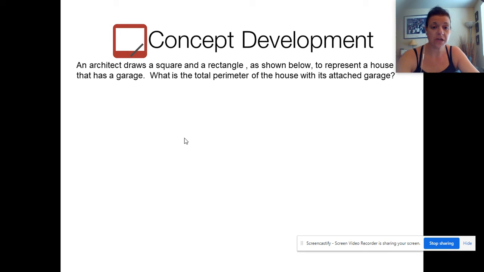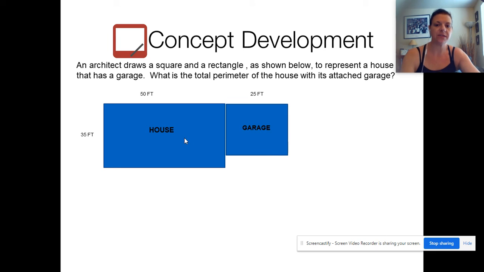So an architect draws a square and a rectangle, as shown below, to represent a house that has a garage. What is the total perimeter of the house with its attached garage? Again, we're only looking at perimeter, so we're just going to add up those sides. So here is the drawing that the architect drew. There's the house and the garage, and you'll notice the house is the rectangle and the garage is the square. And we have to figure out some missing side lengths, don't we?